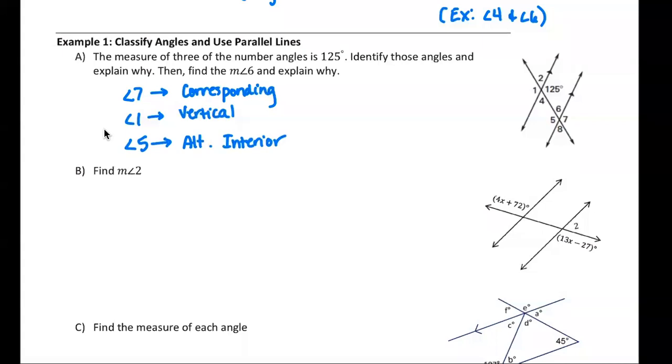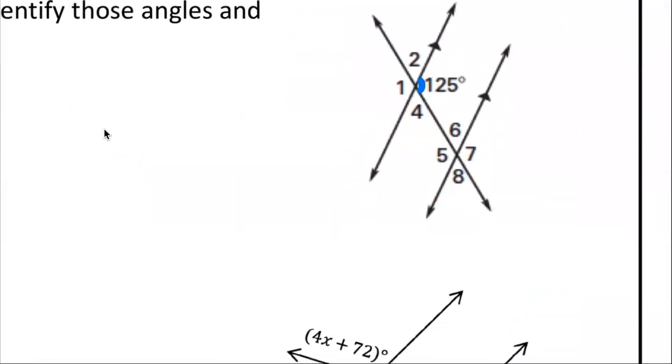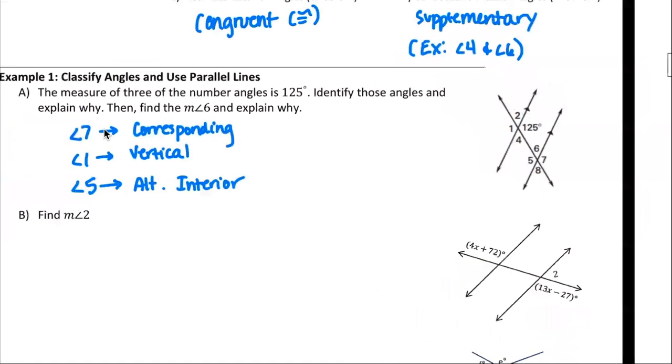All right, the 3 angles you should have said were also 125 degrees were angle 7, angle 1, and angle 5. Now, why is that? When we look at our angle relationships in the diagram, angle 7 is in the same location as the angle that is measuring 125 degrees. It just is moving from one intersection point to the other. So by corresponding angles, angle 7 is going to be 125 degrees.